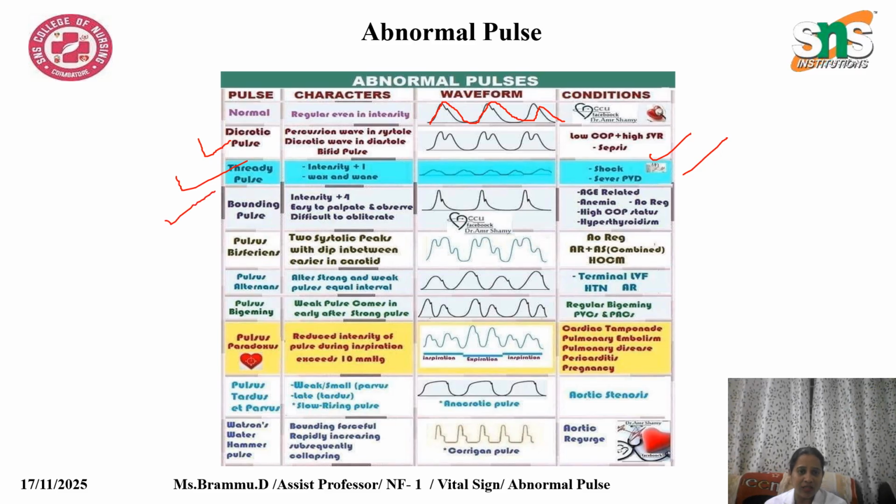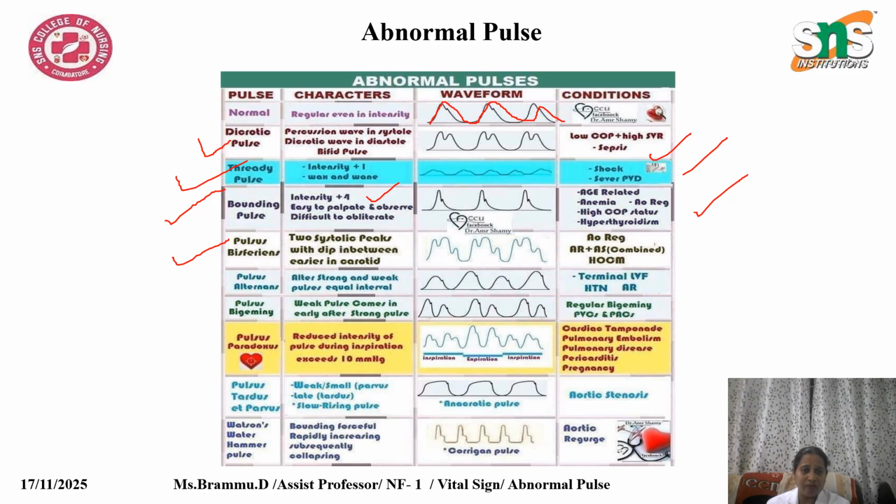The next type of pulse is the bounding pulse, where the intensity of the pulse is 4 plus, easy to palpate. When you touch over the radial artery or the brachial artery, you are able to palpate the pulse, and it's very difficult to obliterate. You can see that there is a total difference between the systole and the diastole. This bounding pulse may be due to age-related factors, or a patient with anemia, or patients with high cardiac output, or any case of aortic regurgitation, or hyperthyroidism.